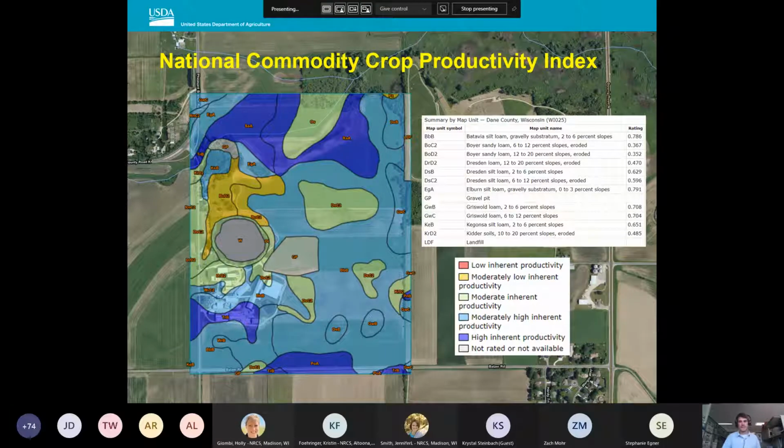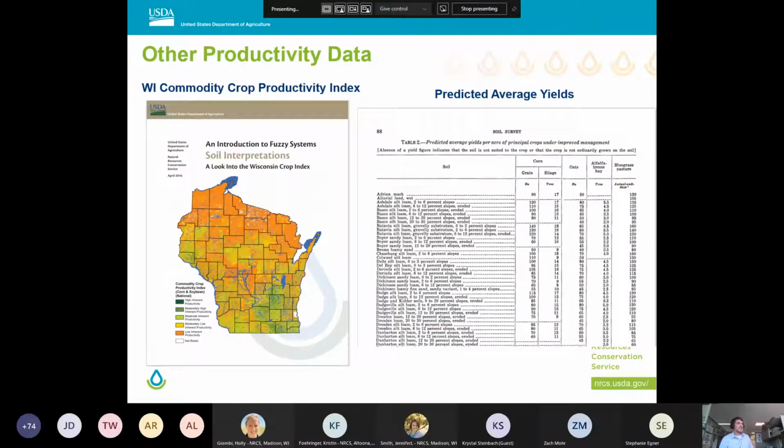This can be a really useful thing if you're doing some planning and looking at a property and trying to identify what are my high productivity areas versus what are my low ones. So I really like this interpretation. I think it has a lot of uses, but we also have a state-specific productivity index, and then there's also some yield information in soil survey. The thing about the Wisconsin productivity index that I like is that it's developed for our state, and when Jason Niemanchek, our previous state soil scientist, developed it, he was really just thinking about Wisconsin soils.